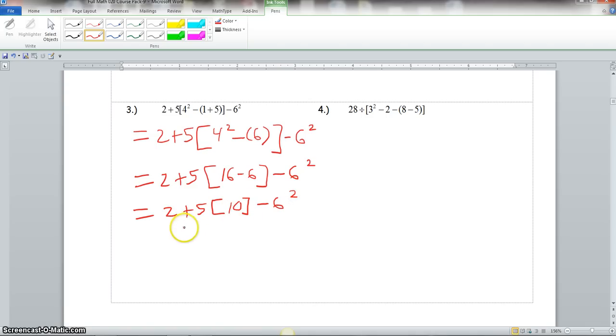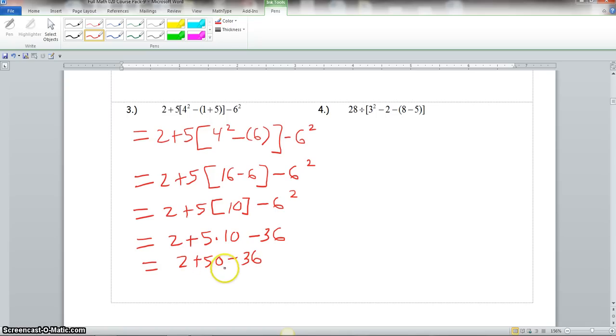Now look at the operations we have now. We have addition, we have multiplication, subtraction, and an exponent. So we would do the exponent first here. So we have 2 plus 5 times 10, we don't need the brackets anymore, minus 6 to the second power is 36. Now we have addition, multiplication, and subtraction. So we know we would do the multiplication. So we have 2 plus 50 minus 36.